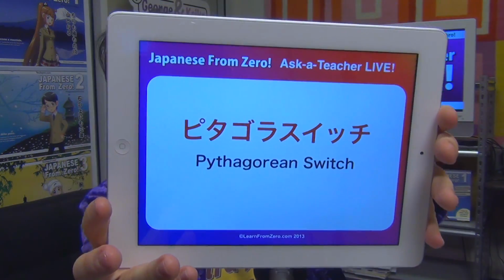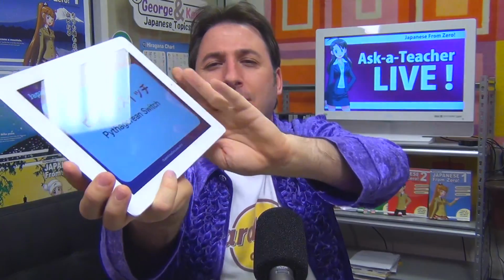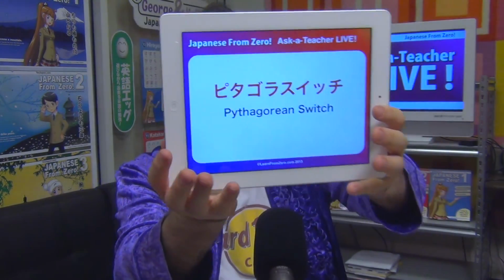All right. And one more. Pitagora Switch. I'm not sure what the direct translation of this is, but Pythagoras is the Pythagorean, and I believe they're kind of combining them together. Pythagorean Switch. It's another kids show that you might enjoy. It's a little bit more mental. Yeah, try it. You'll like it.